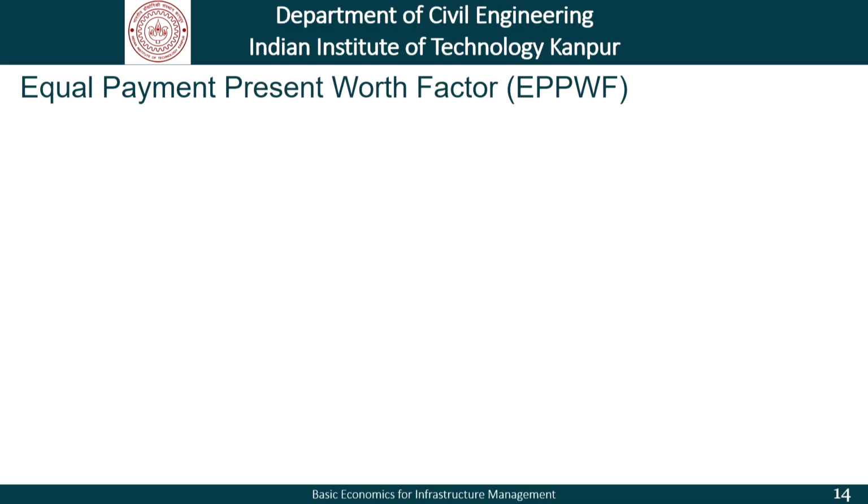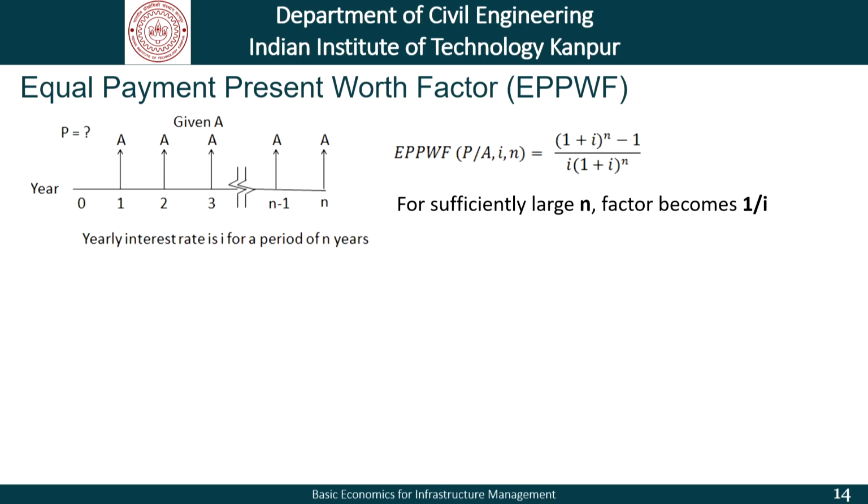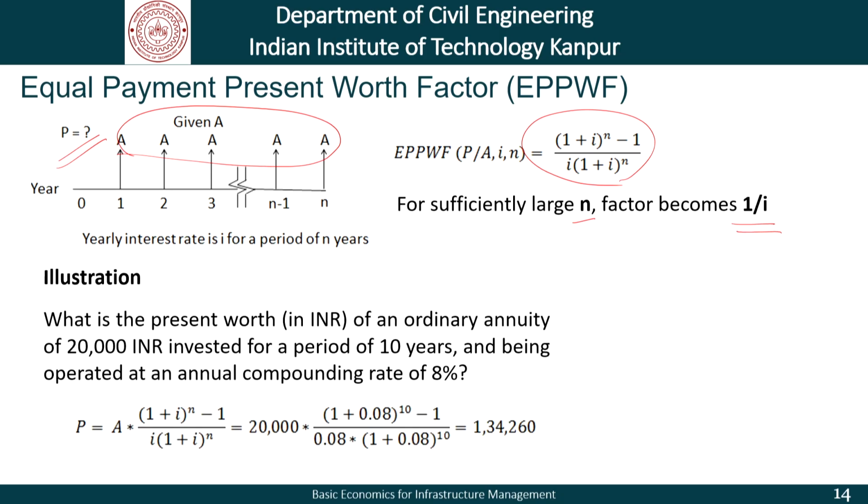Now, equal payment present worth factor is just the same problem stated the other way around, that if this is being done, then what is the present worth of this investment? Please note that for a sufficiently large n, this factor or this expression tends to become 1 upon I, and I do not want to do the mathematics of it. It is very simple. We will not do mathematics unless it is very much required. What is very much required is for you to understand that there is a formula and it can be used to get the results.